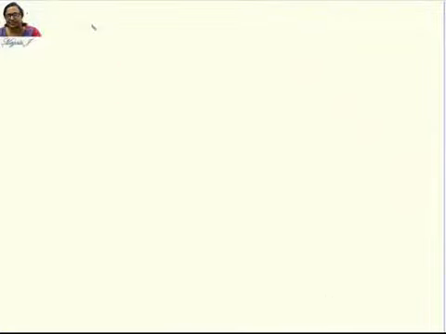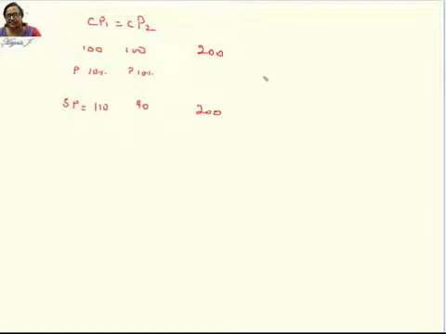See here, suppose I say two cost prices are the same, CP1 is equal to CP2, whatever the price. Let me take 100. One is sold at 10% profit, the other is sold at 10% loss. So what will be the selling price? In the first case, it is going to be 110. In the second case, it is going to be 90. So what is the overall profit or loss? Overall cost price is going to be 200. Overall selling price is going to be 200. Therefore, there is no loss, no gain.